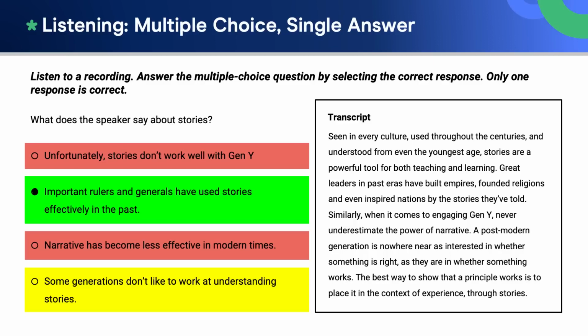what's being said. It says, some generations don't like to work at understanding stories. To work at something means you have to make an effort to try hard. This sentence says something about work. A postmodern generation is nowhere near as interested in whether something is right as they are in whether something works. But this just means they're interested in whether something succeeds. This is not the same meaning as the last option, so that option is also incorrect. How did you go? Try to get in some practice with listening for different kinds of information and tone of voice as you prepare for test day.